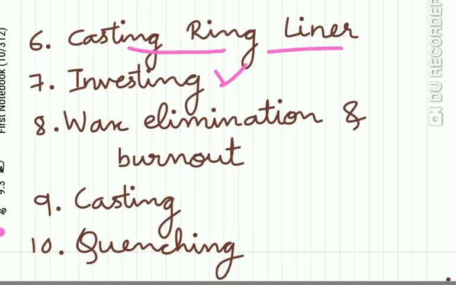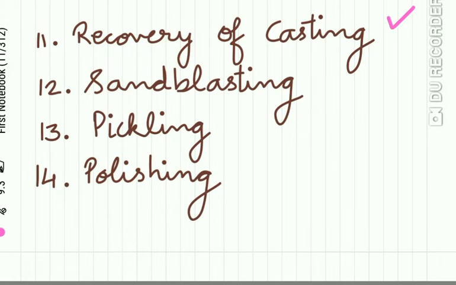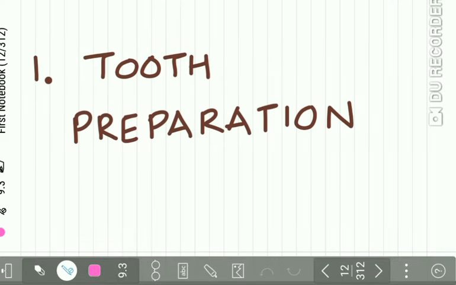And then the next step is wax elimination and burnout. Then the casting with appropriate alloy is done. The 10th step is quenching of the alloy. Then 11th is the recovery of the casting. Then the sandblasting, pickling, and finally the polishing of the casting is done.